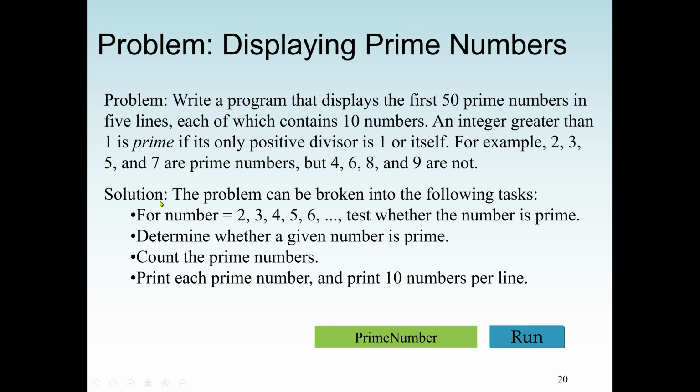So how do we solve this problem? First, the program can be broken into the following tasks. For numbers 2, 3, 4, 5, 6, we need to test whether the number is prime. Now we need to determine whether a given number is prime, then we count the prime numbers. So for example, 13 is a prime number, and how many prime numbers can you get from 13? With 50, we can get more than that.